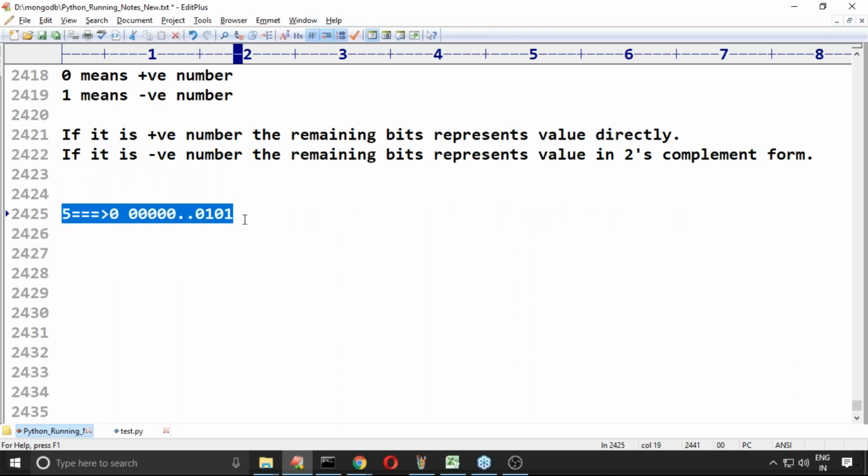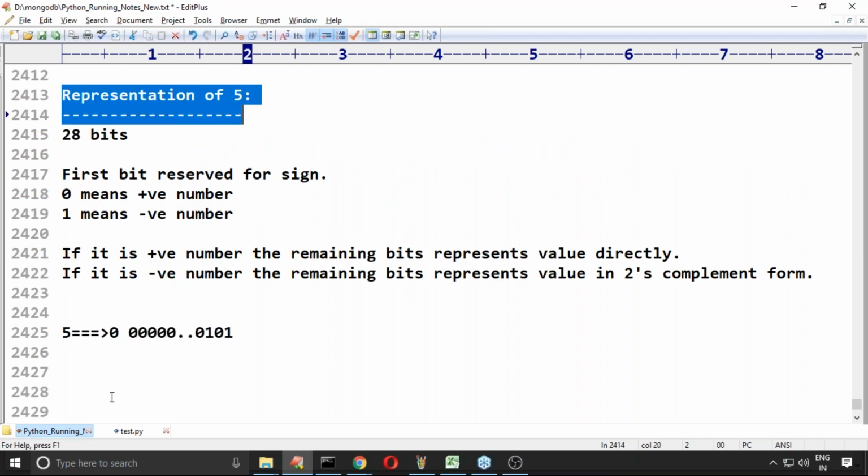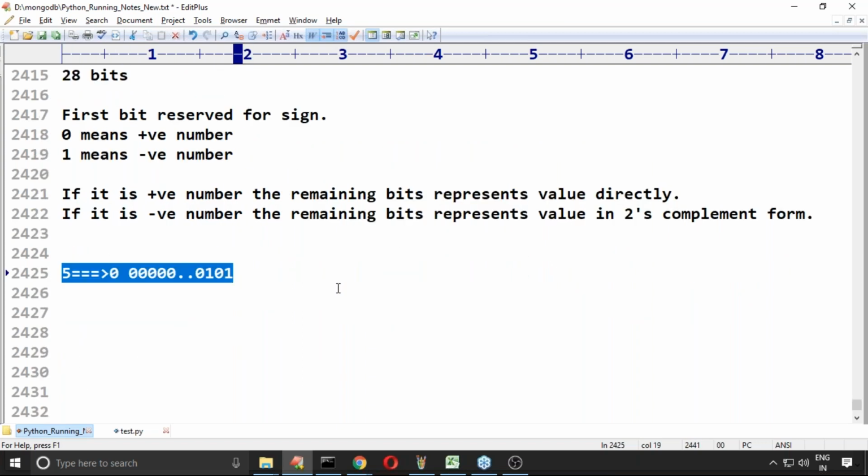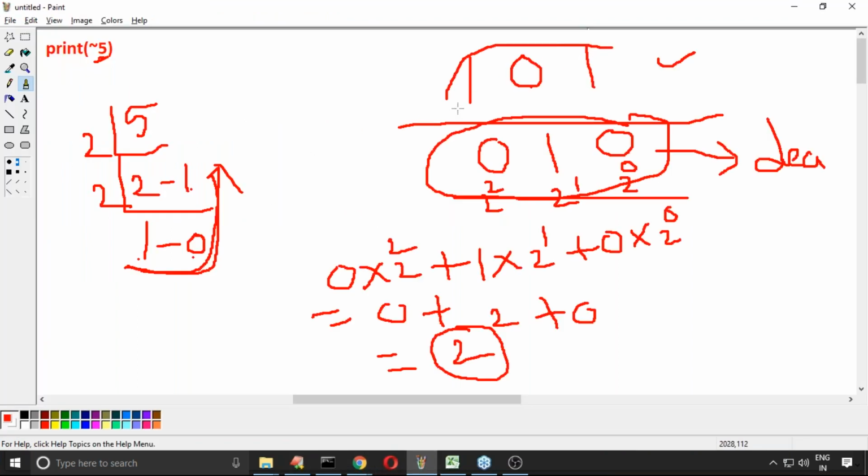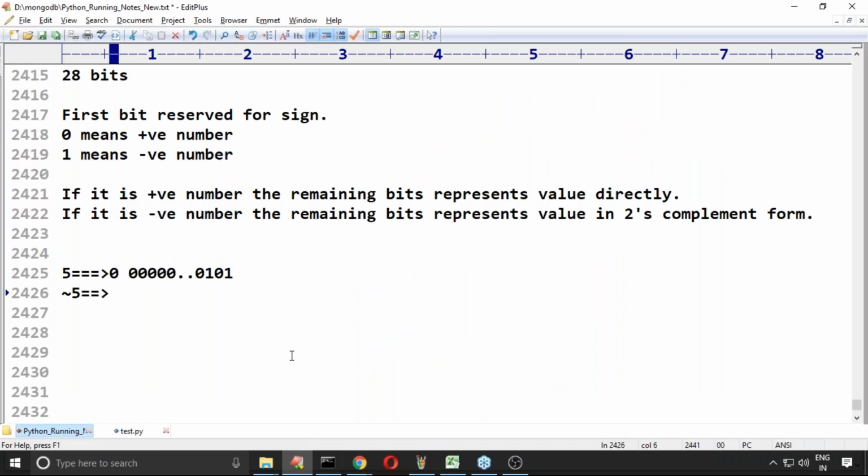Up to this, any doubt? Representation of 5 in the memory. Okay. Now my question is, I have to apply bitwise complement of 5. Now you have to perform the complement operation for all 28 bits, not for only 3 bits. Earlier I showed an array where you are applying complement only for 3 bits. No. We have to apply complement for all 28 bits.